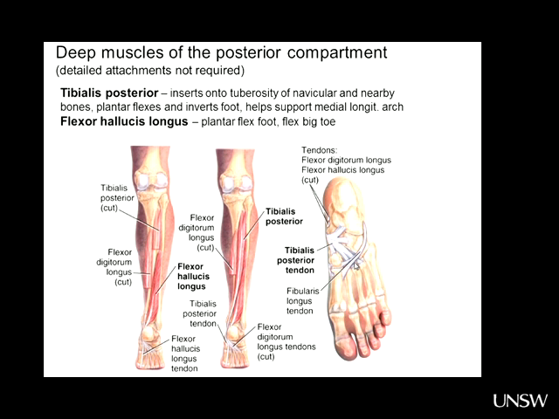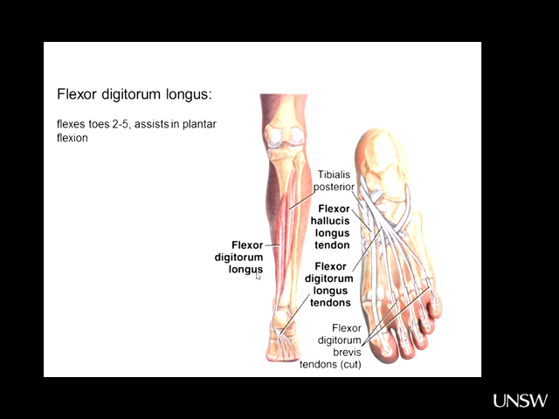Flexor digitorum is shown here. It comes from the tibia, and it divides into tendons going down to the toes. We also have a flexor hallucis tendon, which is coming from the fibula, and that one you can see there. Okay, so we see these long tendons going to the big toes down in the foot. But you don't need to know the details of those.